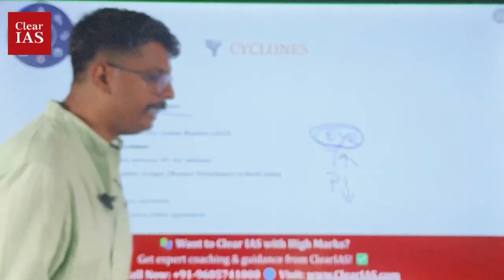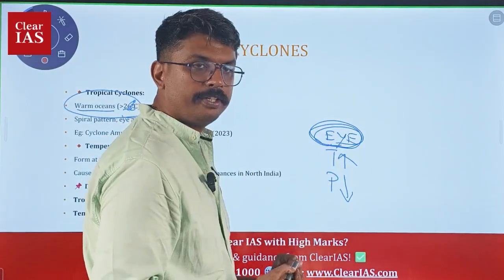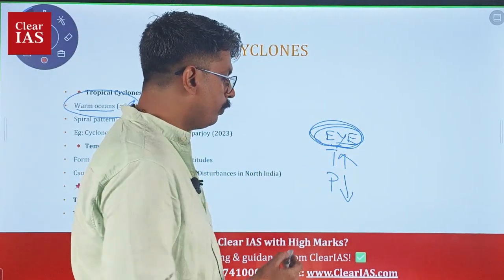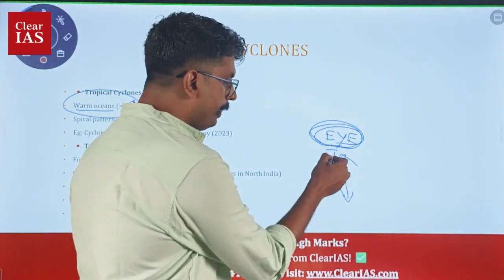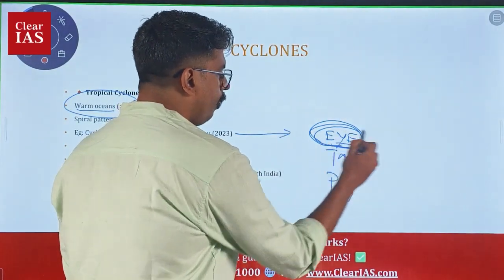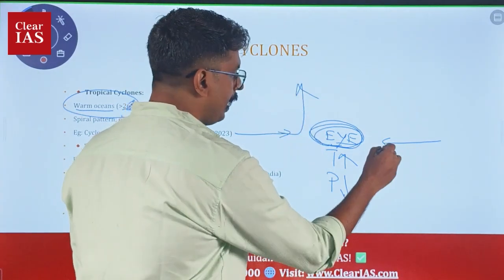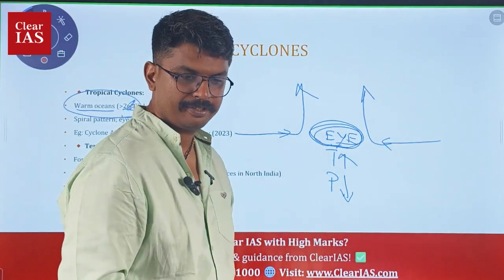Okay, now there's a very interesting thing. The eye region, I told you, is a low pressure region. Pressure would be the lowest and the temperature would be the highest. So the wind coming in from all regions will come and start moving up like this.